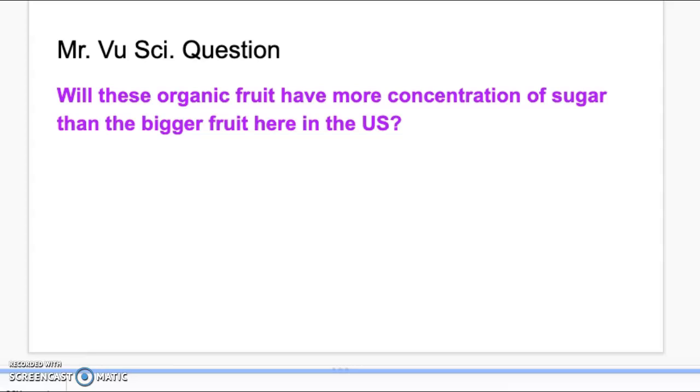So in this case, my scientific question could be something like this, but it could be many, many different questions. Will this fruit have more concentration of sugar than the bigger fruit that we have here in the United States? Okay, there's no emotion involved. That's just simply by measuring the sugar. You can either measure sugar by taste, you can measure sugar by using a machine and squeeze out the juice, and then measuring the amount of sugar in that. So that's testable.